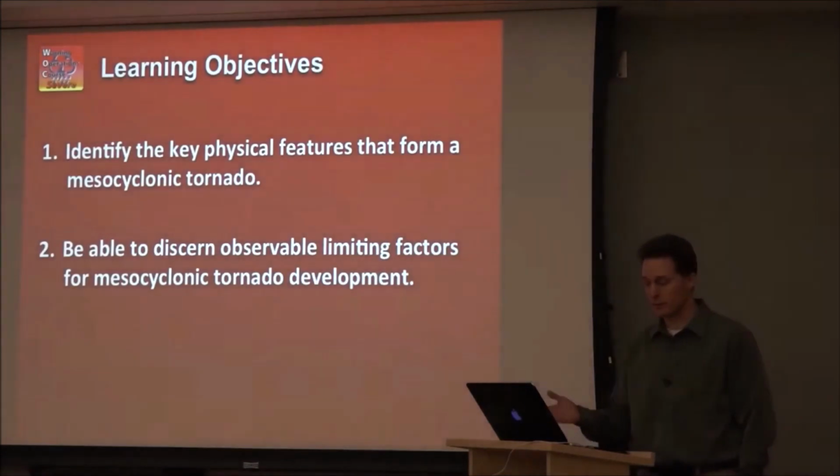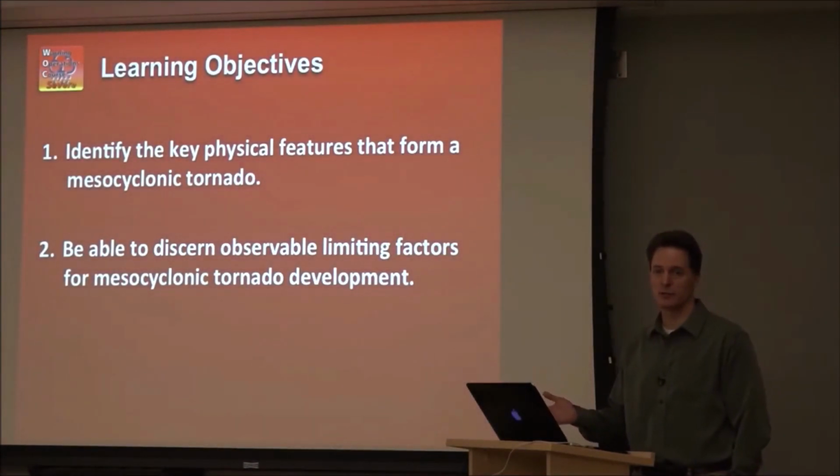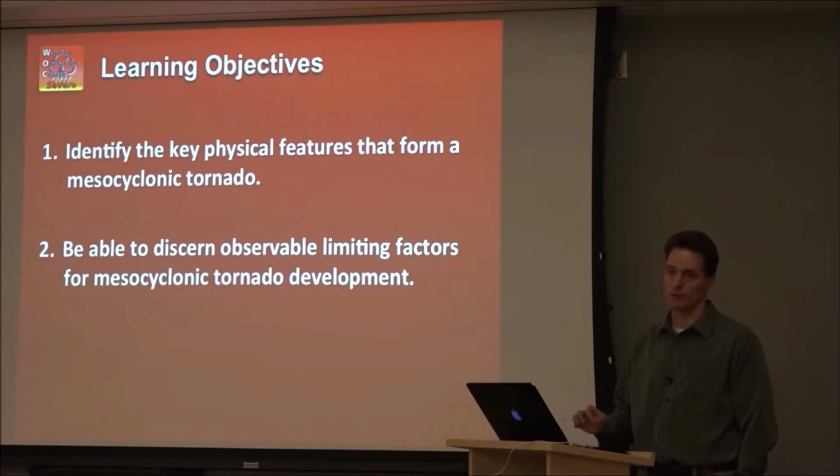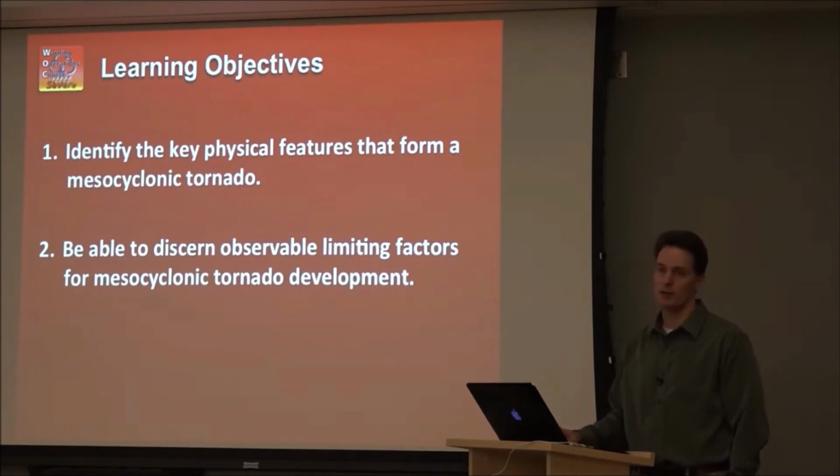Okay, our learning objectives would be to describe the physical features related to mesocyclonic tornadogenesis, and then, of course, be able to identify limiting factors, which are equally important because most supercells are not tornadic. So if you can't identify the limiting factors, you're going to run into a false alarm problem very quickly.